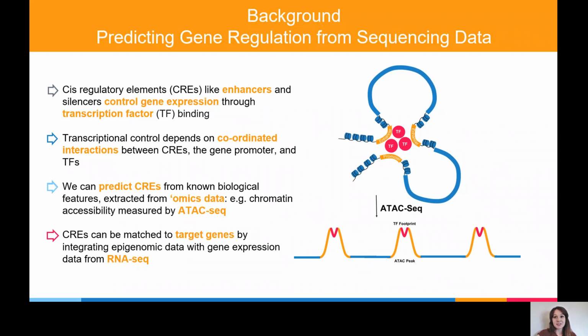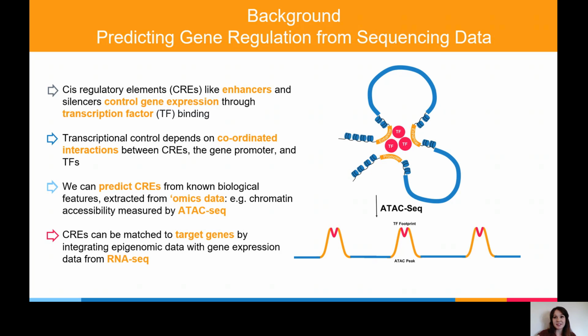Cis-regulatory elements are short genomic sequences which control gene expression. Enhancers, for example, upregulate expression of their target gene through the binding of activator transcription factors. Gene regulation is a coordinated effort between multiple coacting cis-regulatory elements, the gene promoter, and a variety of transcription factors.